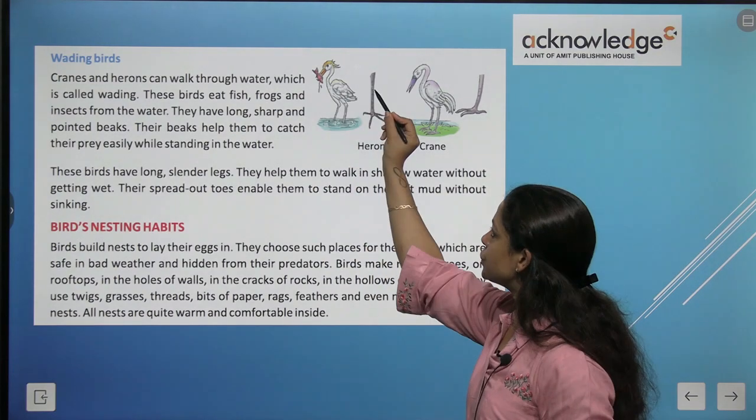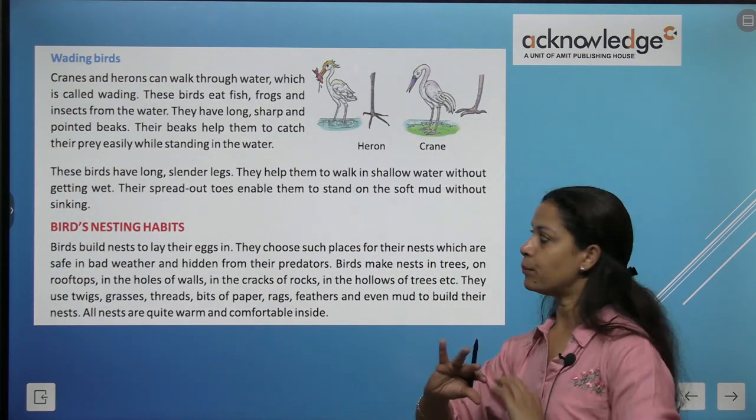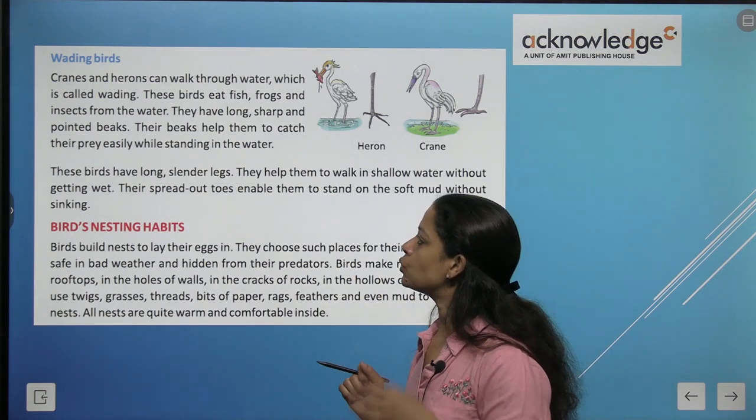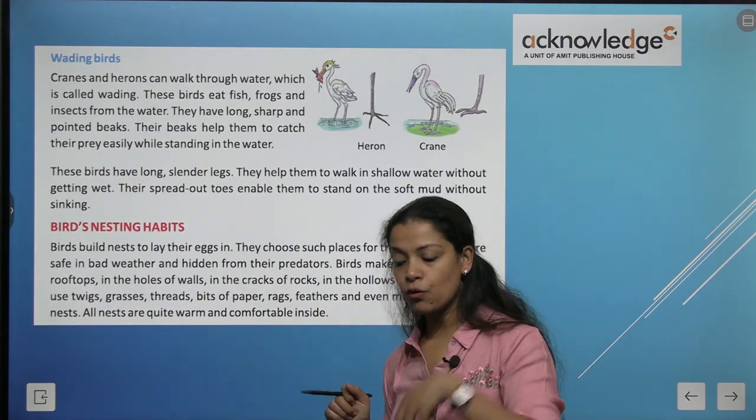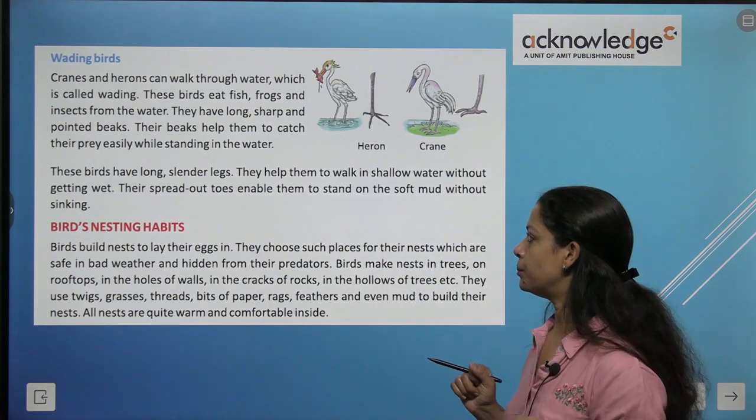They have long, sharp and pointed beaks. See, they have such long, sharp and pointed beaks. Their beaks help them to catch their prey easily. Since they are walking on the water, they just put their mouth straight inside and catch their prey.